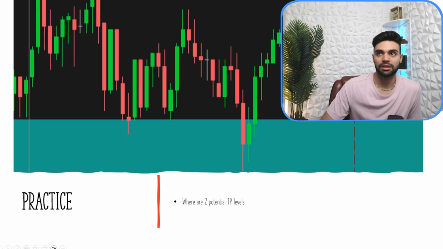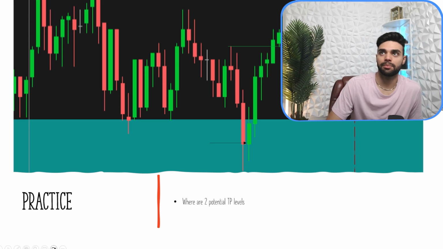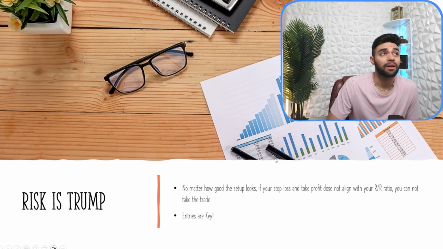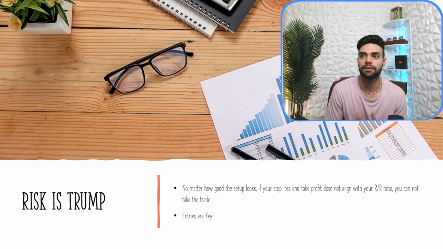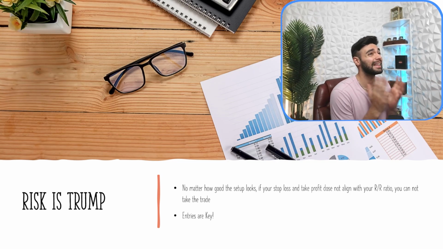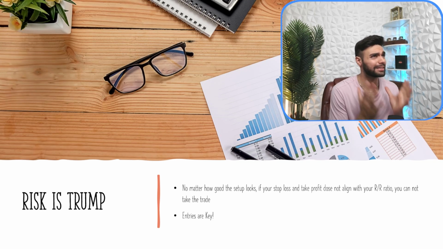Where's the next one? At this low. Easy. Where are my two TP levels? Entry was right there. First TP is at this high. Where's my next TP? At the next high. Super, super simple. Now, risk trumps everything. No matter how good the setup looks, if your stop loss and your take profit do not align with your risk to reward ratio, you cannot take the trade.